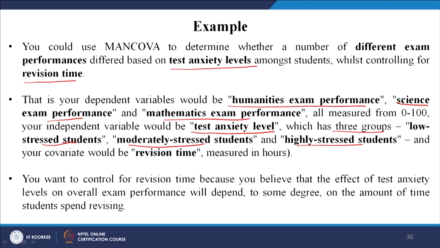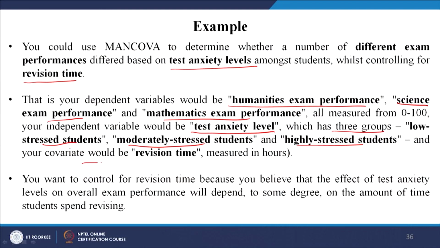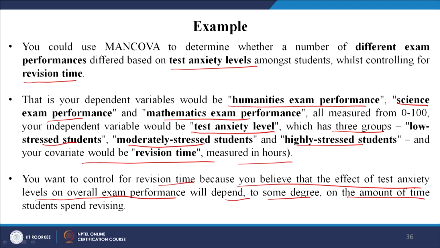Let us see that, but here, suppose some student has already done a lot of revision work and somebody has not done any revision. Will the performance, in spite of being different levels of anxiety, be the same? No, because if somebody is well prepared, his or her chances of performing better in the exam at whatever level of stress is always better, right. So, your covariate would be the revision time, which is measured in hours. You want to control for revision time because you believe that the effect of test anxiety levels on overall performance will depend to some degree on the amount of time spent on revision.